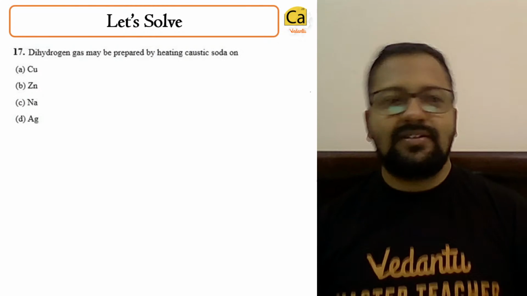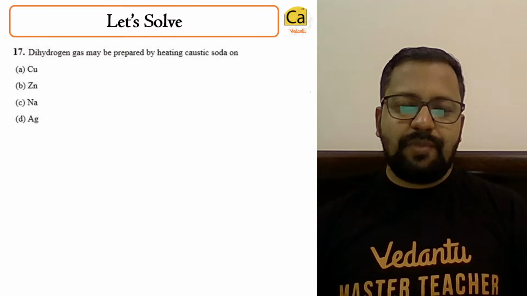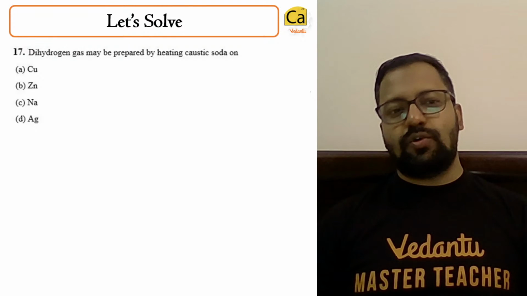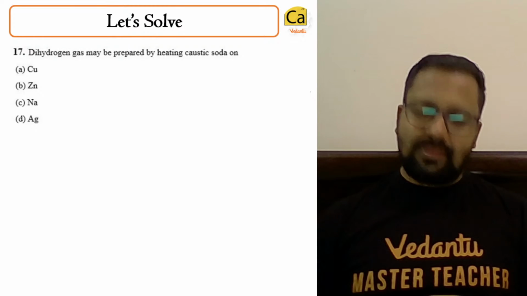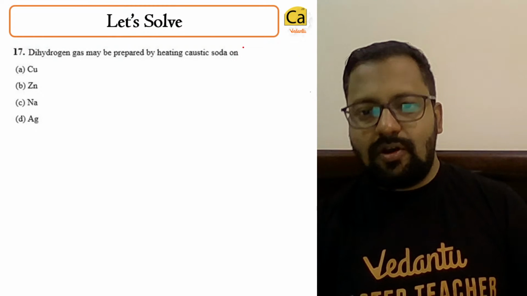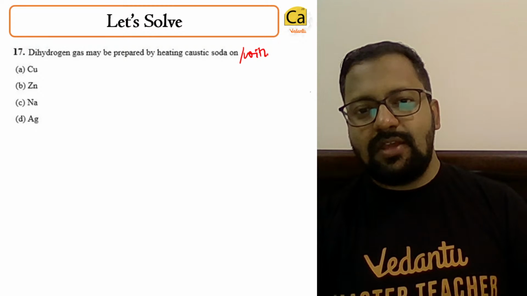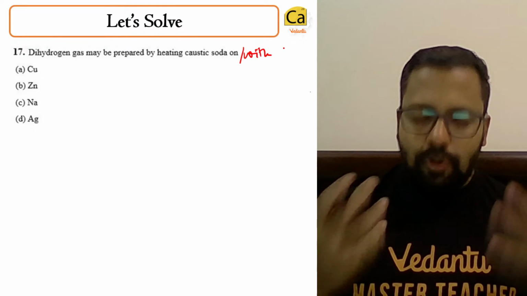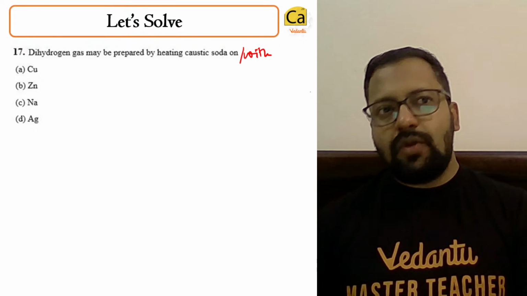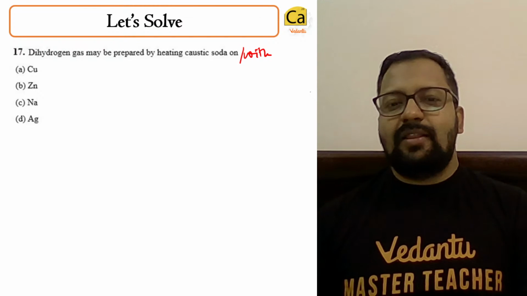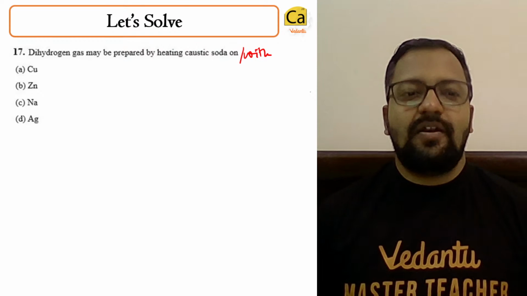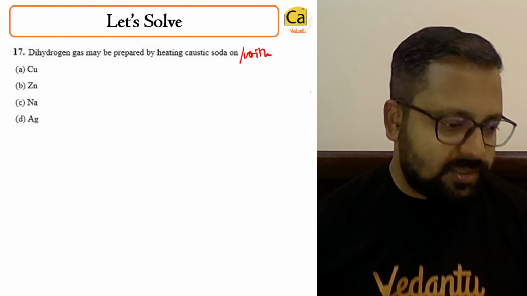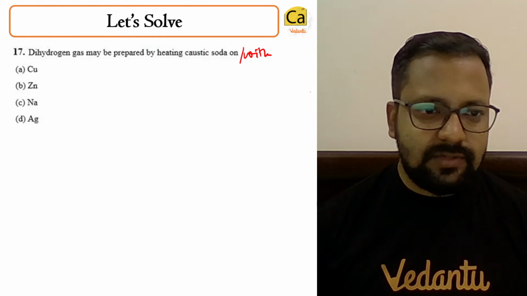Next, dihydrogen gas may be prepared by heating caustic soda on or with. You can say on or with. You want to prepare hydrogen gas. How can you do it? There are so many methods. One of the methods is heating caustic soda with some substances. Which substance can be utilized?